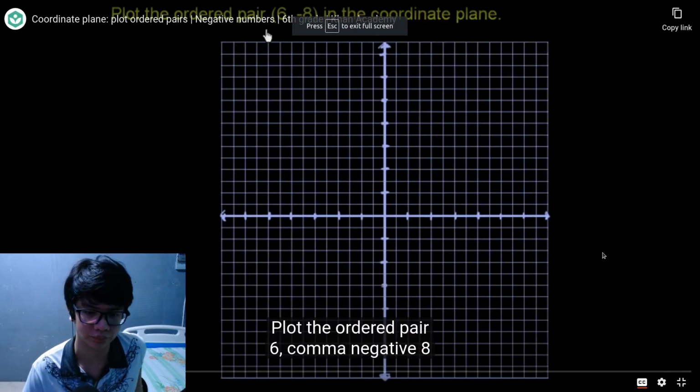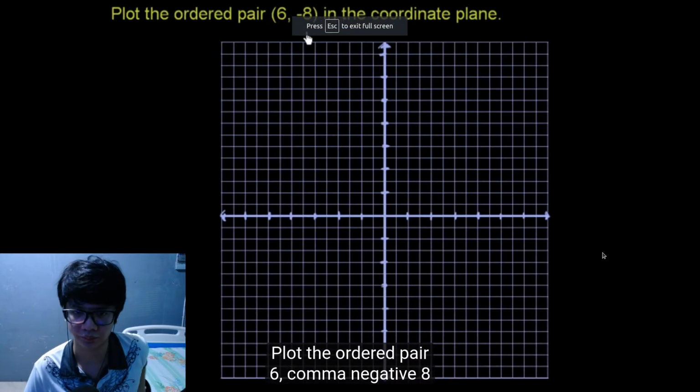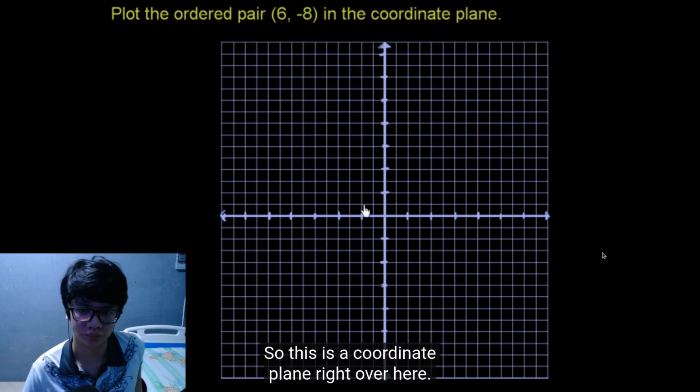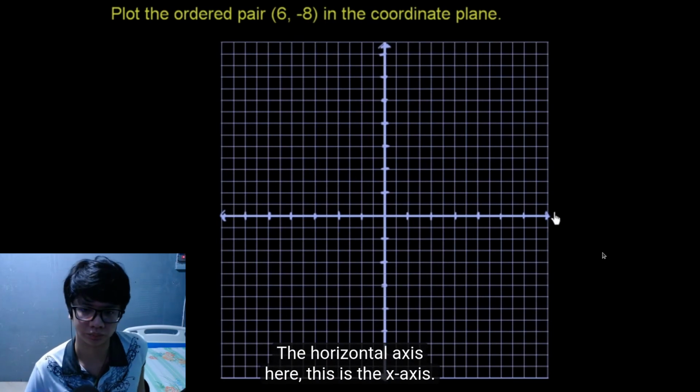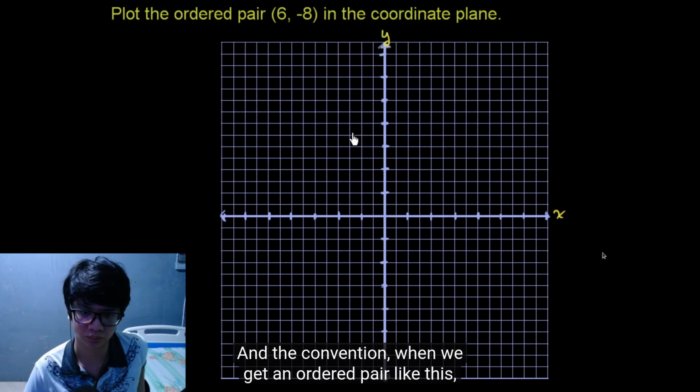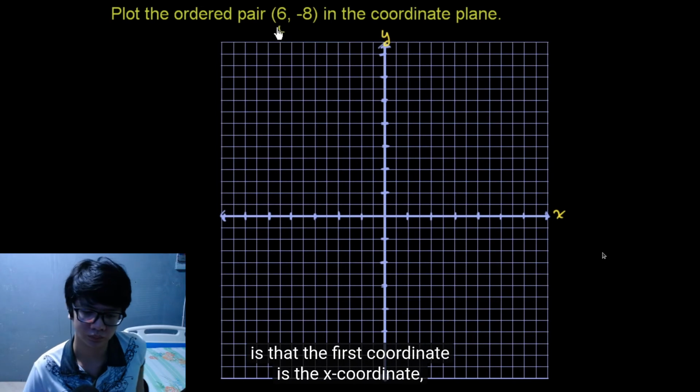Plot the ordered pair 6, -8 in the coordinate plane. So this is the coordinate plane right over here. The horizontal axis here, this is the x-axis. The vertical axis here is the y-axis. And the convention when we get an ordered pair like this is that the first coordinate is the x-coordinate, and the second coordinate is the y-coordinate.